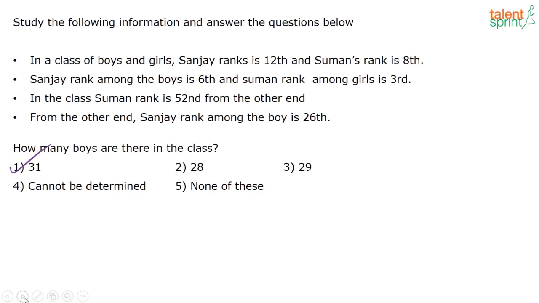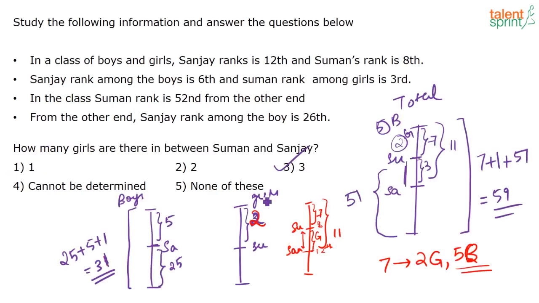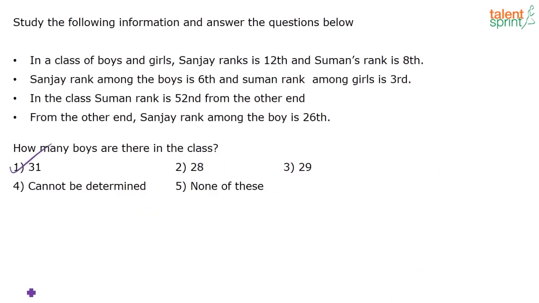Now let's look at the third question. How many boys are there before Suman? Very easy. Again in this question, before Suman, how many people are there? There are 7 persons, out of which we found that 2 were girls and 5 were boys. So how many boys are there before Suman? There are 5 boys before Suman.